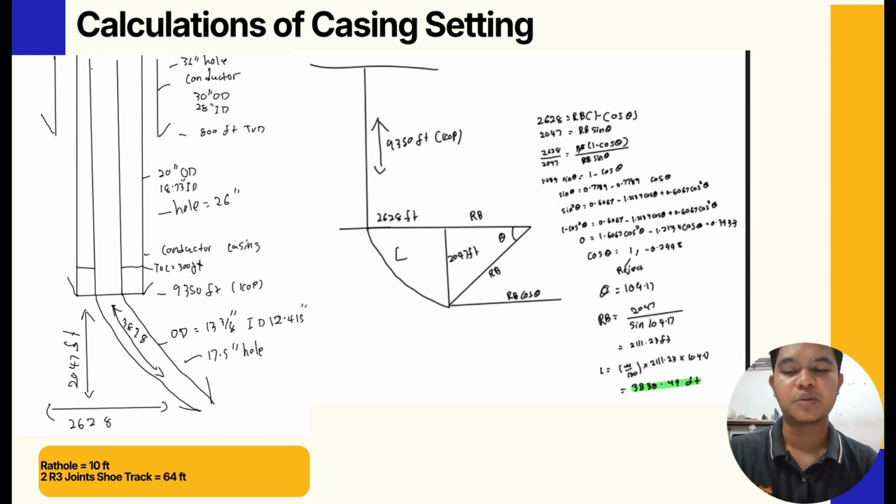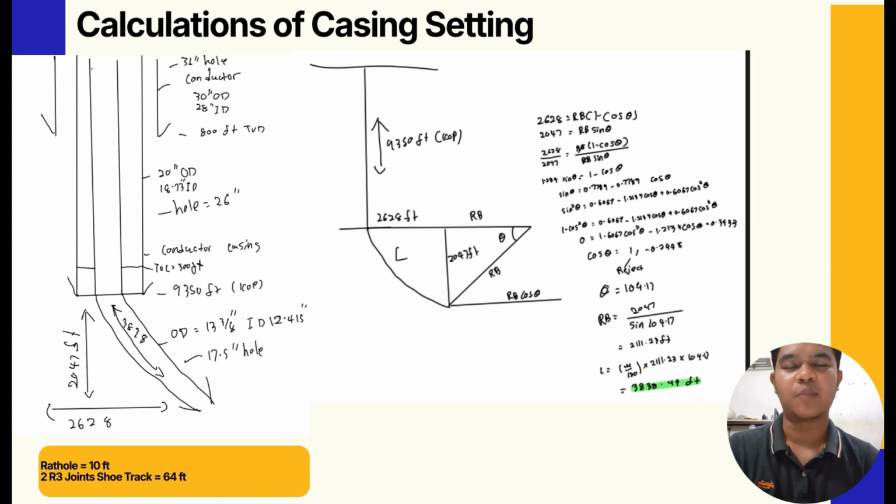So moving on to the calculation of casing setting. First thing to note, the conductor casing is set at a depth of 800 feet, while the surface casing is set at a depth of 9,350 feet.